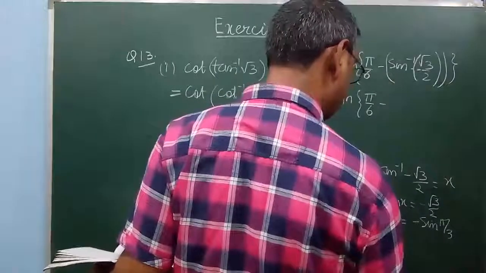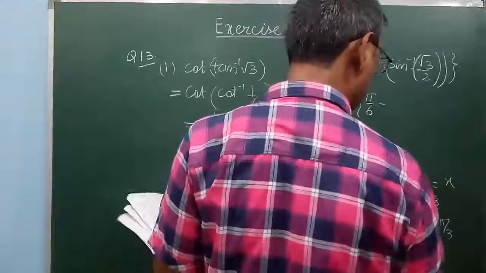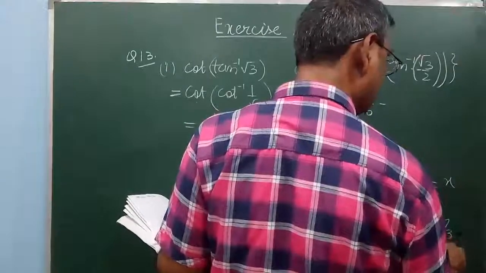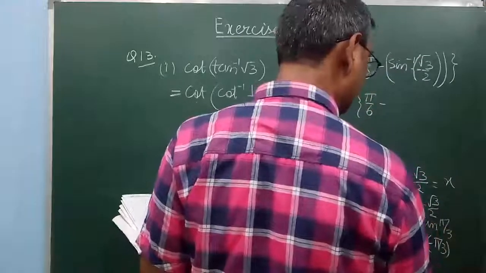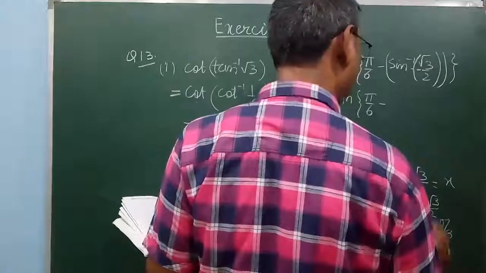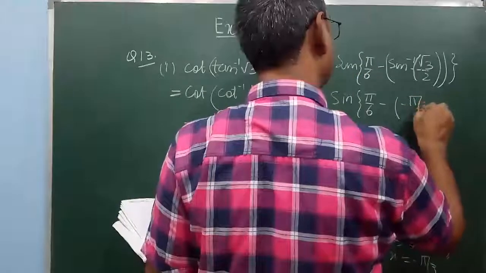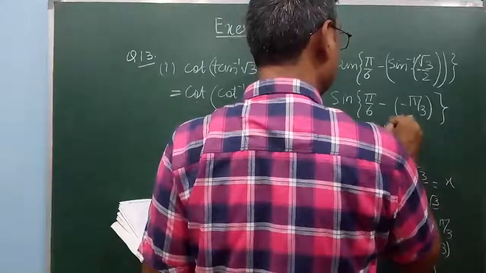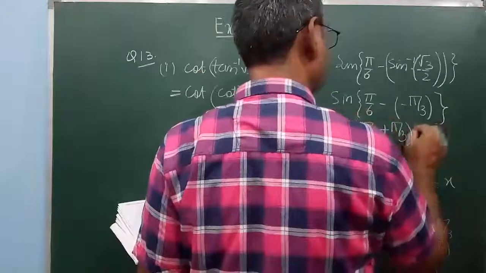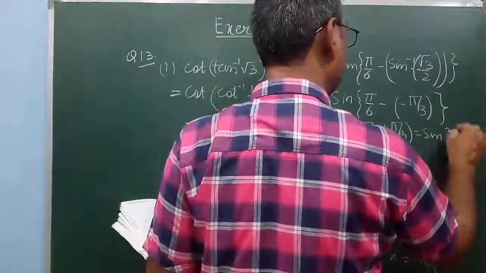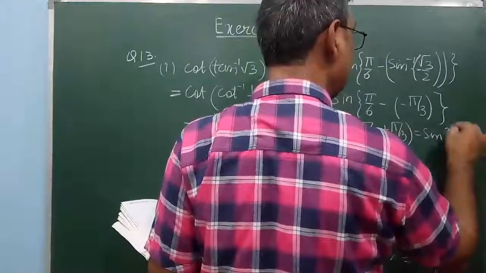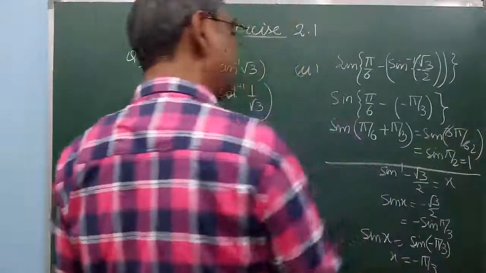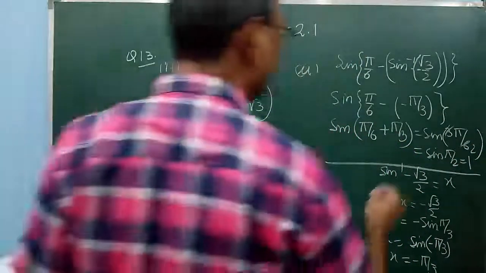So sin x equal to how much? Minus sin pi by 3, because sin minus theta is minus sin theta. So x equal to minus pi by 3. We can put here, so sin pi by 6 plus pi by 3 is equal to sin 3 pi by 6, or here we can write sin pi by 2, and sin pi by 2 is nothing but 1. So what is the answer? Answer is 1.